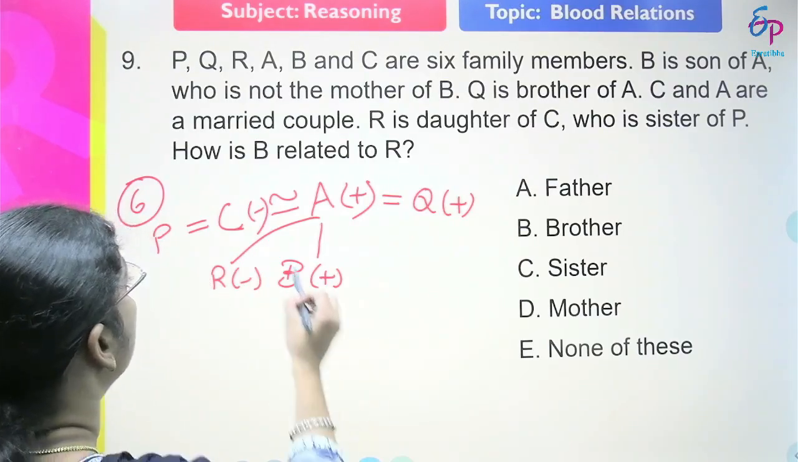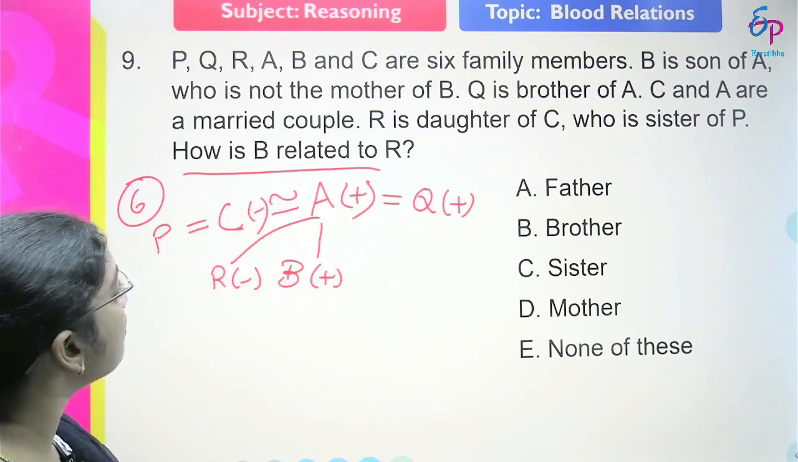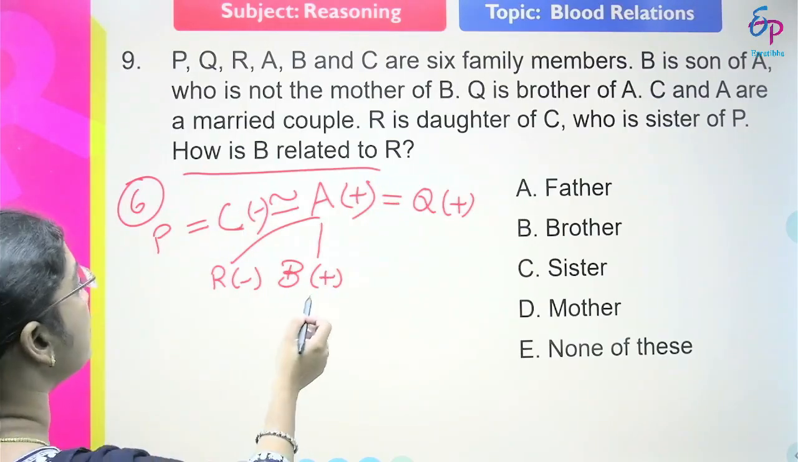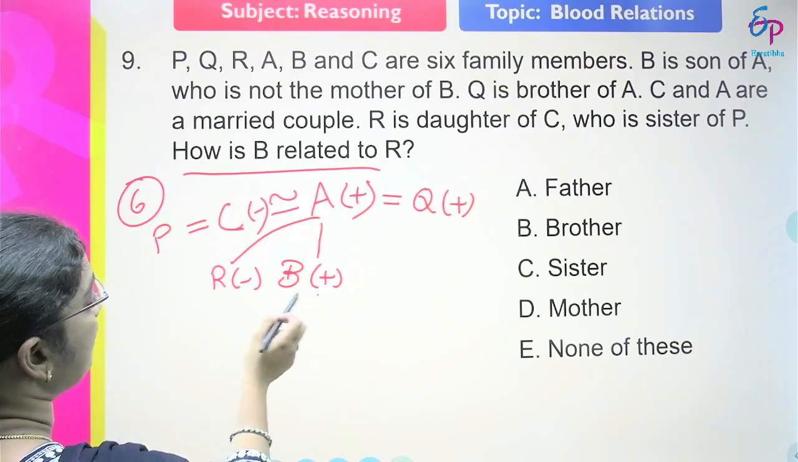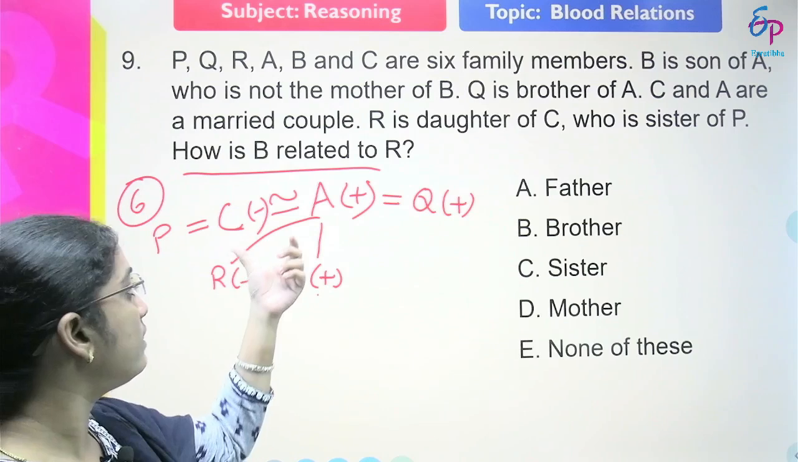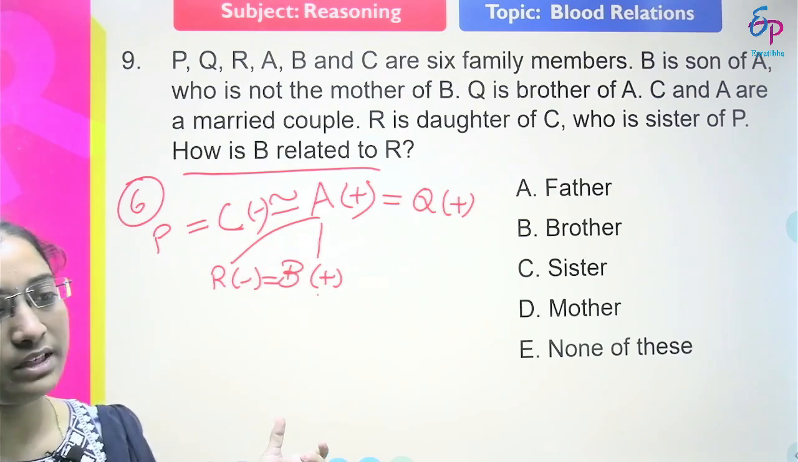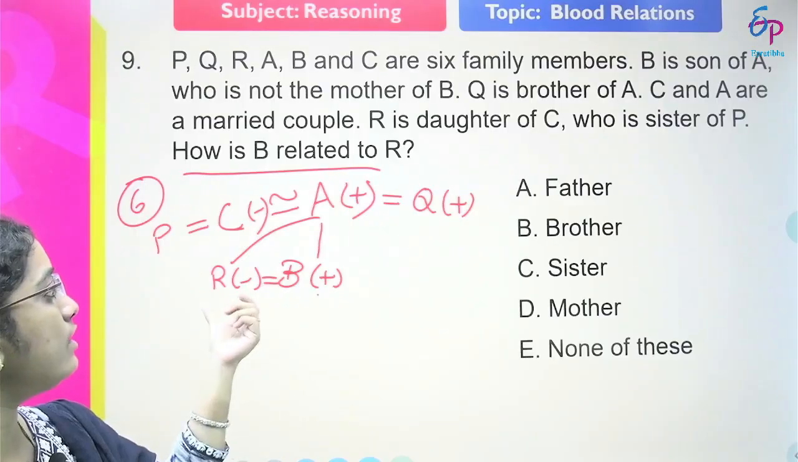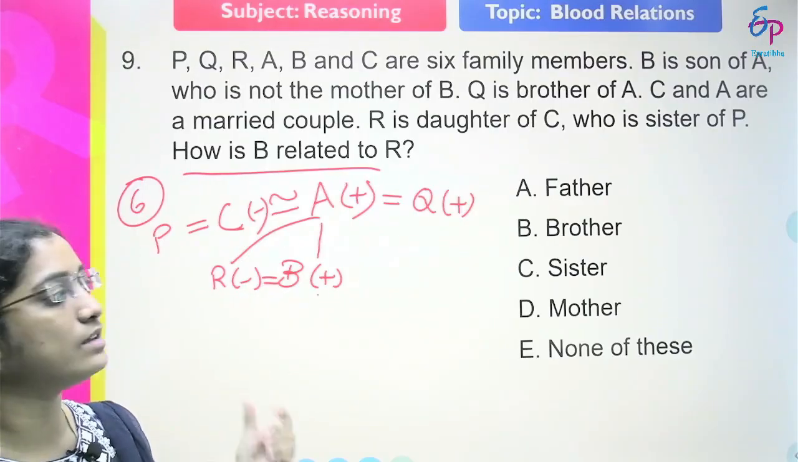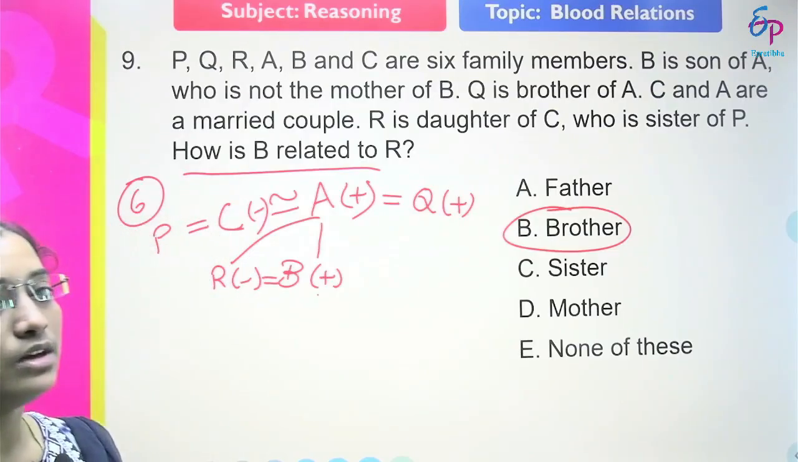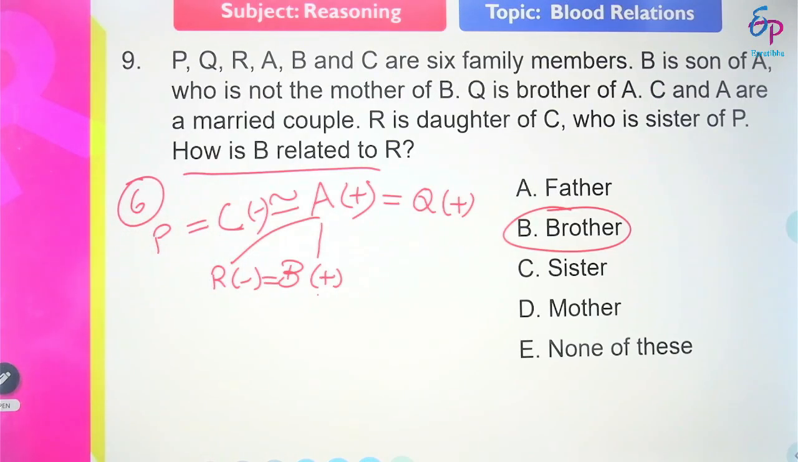Then next, what's our question? How is B related to R? By using this diagram, how is B related to R? So B is brother of R. These two persons are siblings, right? These two persons' parents are same, C and A. That means definitely these two persons are siblings. So how is B related to R means definitely B is brother of R. So our answer is brother, friends. Then move to next question.